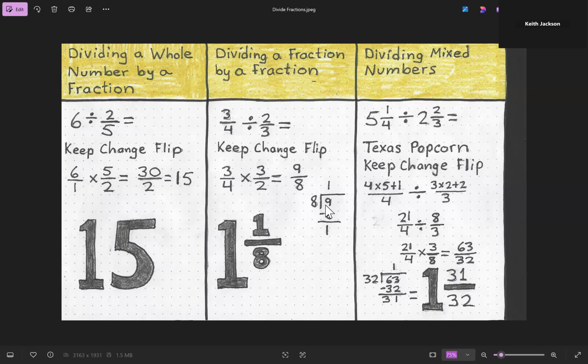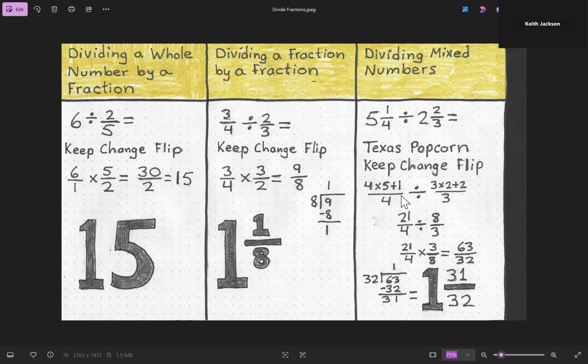In order to turn this into a mixed number, we're just going to divide 9 by 8. We know that 8 goes into 9 one time. 8 times 1 will give us 8. 9 minus 8 will give us 1. The number up here is the whole number that you see right here. This will be the numerator, and 8 will always be in the denominator position. And so now we have 1 and 1/8 as our answer.